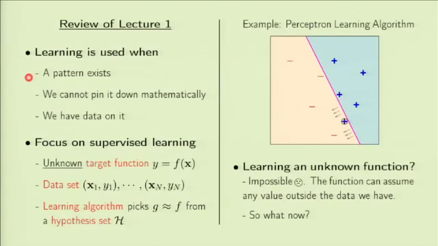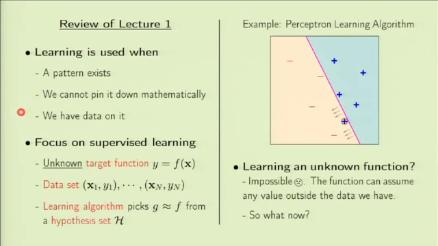There is clearly a pattern if someone has a particular salary, has been in residence for so long, has that much debt, and so on, that this is somewhat correlated to their credit behavior. And therefore, we know that a pattern exists, in spite of the fact that we don't know exactly what the pattern is. The second item is that we cannot pin down the pattern mathematically, like the example I just gave, and this is why we resort to machine learning.